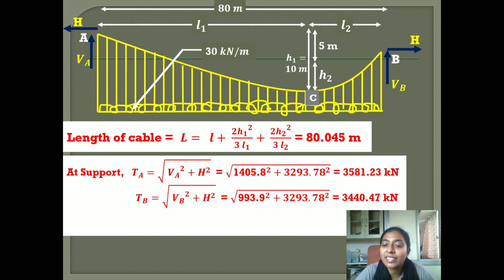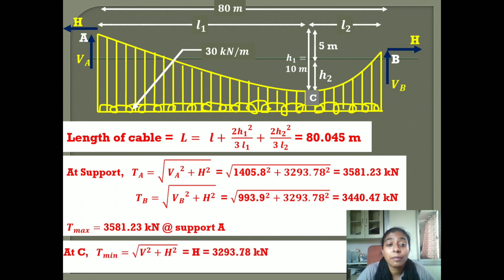So the greater is the tension at A. So the maximum tension is at the support A, that is equal to 3581.23 kilonewton at A. And we know the minimum tension will be at the maximum dip, that is, the minimum tension will be at C.